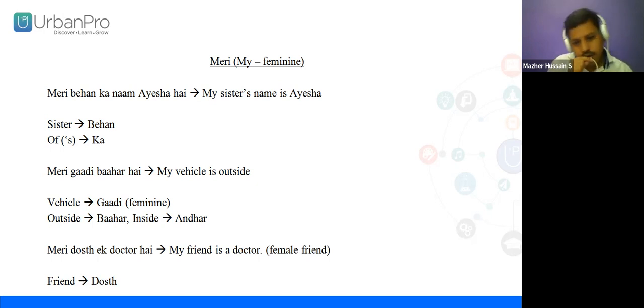Bahar is outside, and for inside we say andar. If you want to say my vehicle is inside, then you have to say meri gadi andar hai. Instead of using bahar, the opposite is andar. And now the next sentence, I am talking about my female friend, because in the previous sentence I talked about my male friend, but here I am talking about my female friend.